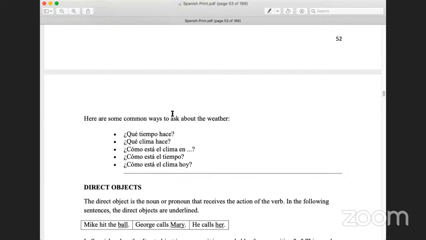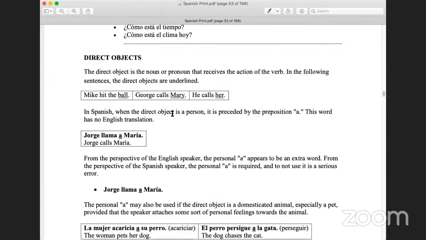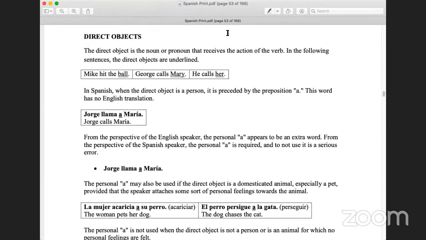So I'm gonna stop right there, because direct objects is a whole other ballgame. Here are some common ways to ask about the weather. ¿Qué tiempo hace? ¿Qué clima hace? ¿Cómo está el clima? ¿Cómo está el tiempo? ¿Cómo está el clima hoy? So I'm going to start right there. And the next slide will be more dramatic. You dig?